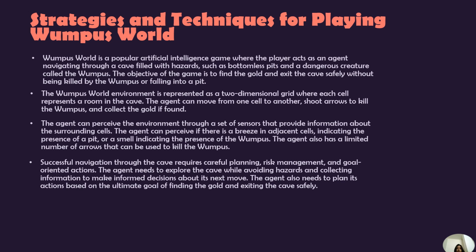The Wumpus world environment is represented as a two-dimensional grid where each cell represents a room in the cave. The agent can move from one cell to another, shoot arrows to kill the Wumpus, and collect the gold if found. The agent can perceive the environment through a set of sensors that provide information about the surrounding cells. The agent can perceive if there is a breeze in an adjacent cell, indicating the presence of a pit, or a smell indicating the presence of the wumpus. The agent also has a limited number of arrows that can be used to kill the wumpus.